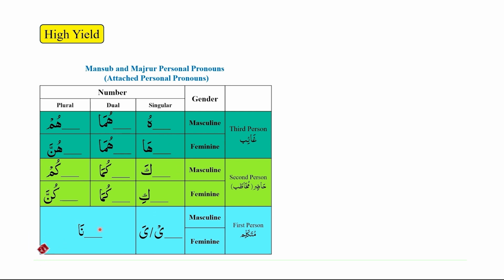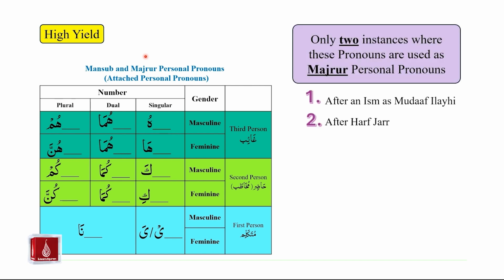This table is for both mansoob and majroor personal pronouns. We need to make a note of two very high yield points. First of all, there are only two instances where these personal pronouns are used as majroor personal pronouns. These are number 1, after an ism as mudaf ilay. So the following personal pronouns will be used as majroor personal pronouns after mudaf ilay. And number 2, they will be used as majroor personal pronouns after harf jar.